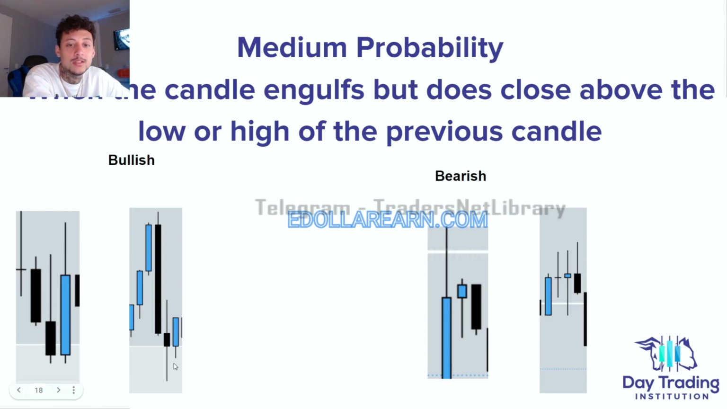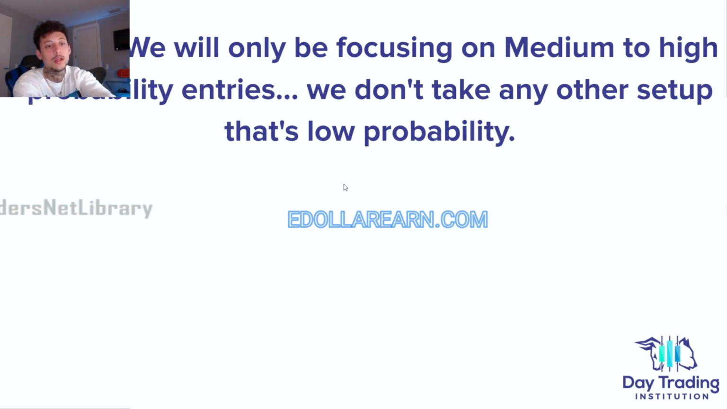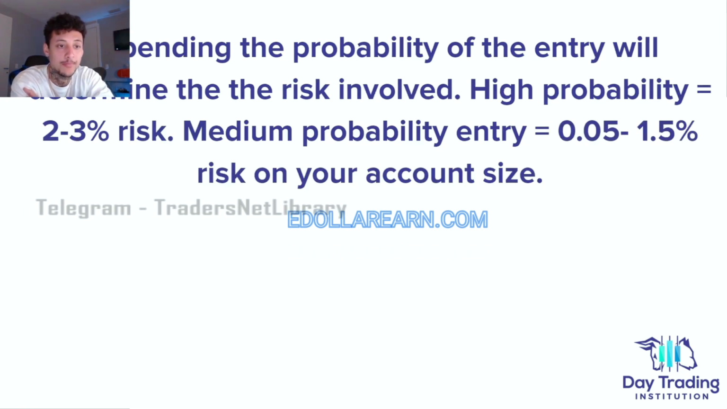A medium probability is simply when the candle engulfs, but doesn't close above the high or the low of the previous candlestick. Again, look at the bearish example here, right? Notice how this candlestick did not close under the lowest low of the previous candlestick. That's going to be considered a medium probability. Same thing here. Notice how the candle engulfed but didn't close under the lowest low of the previous candlestick, making it a medium probability candlestick, right? So now we will only be focusing on trading medium and high probability entries. I don't want you guys to take any trades that have a low probability. As simple as that, right?